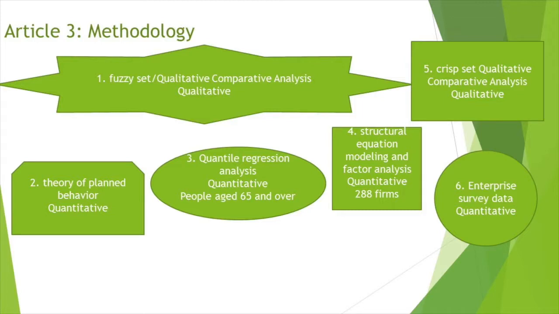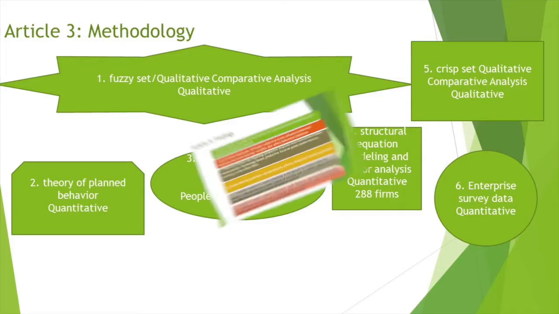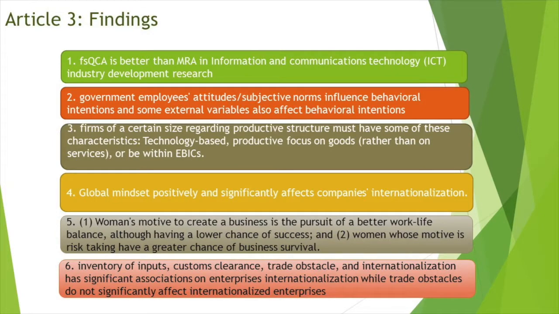We selected 6 research approaches, which are fuzzy-set qualitative comparative analysis, structural equation modeling, theory of planned behavior, quantile regression analysis, qualitative comparative analysis, and enterprise survey data. There are 6 results. The first one is that fuzzy-set qualitative comparative analysis is better than MRA.